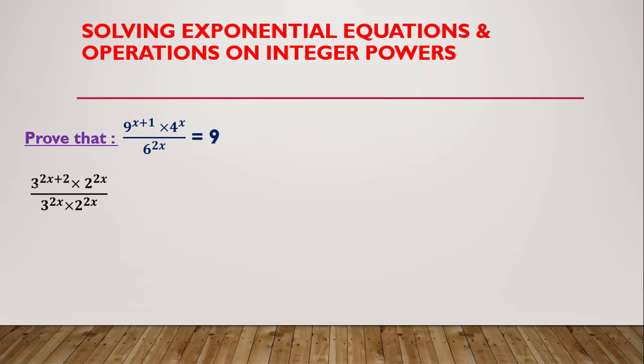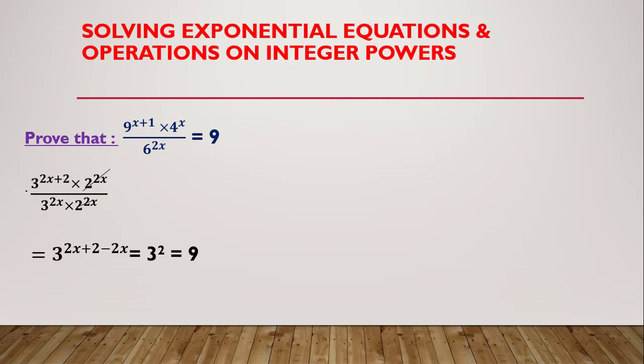Now I can simplify. I have the same base 3 and 3 and division. So it will be 3 power 2x plus 2 minus 2x. And here 2 power 2x over 2 power 2x. So it will be 1. So I'll cancel them together. And I still have 3 power 2x plus 2 minus 2x.